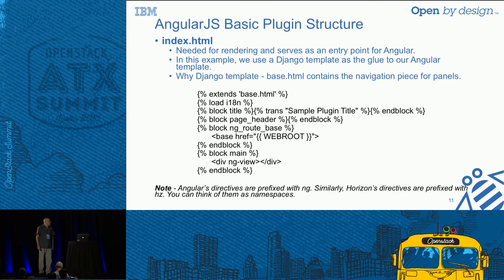So here is the Django template. It includes places that are going to be overridden by Angular code. And here's our very first little bit of Angular we're looking at right here. We're telling Angular that the things that go inside the main block here are going to be a view. It's our first tie-in point.